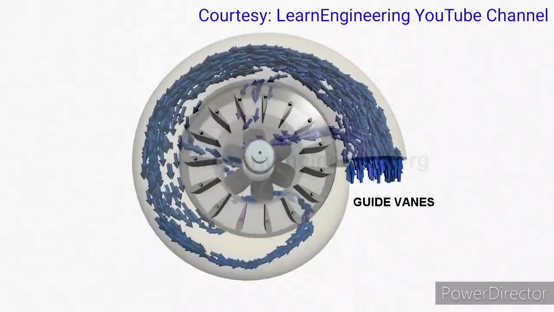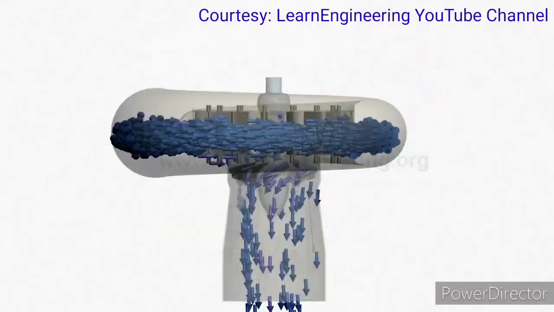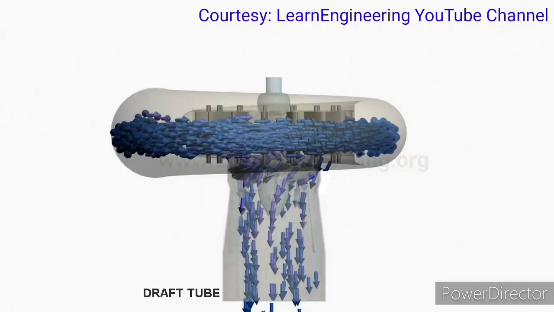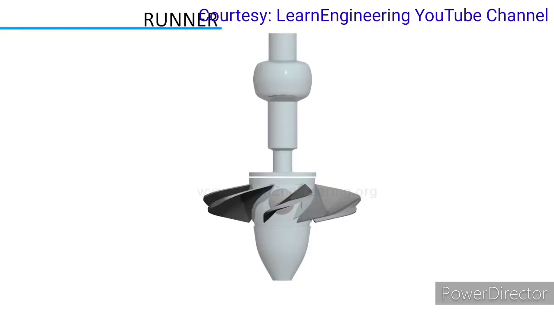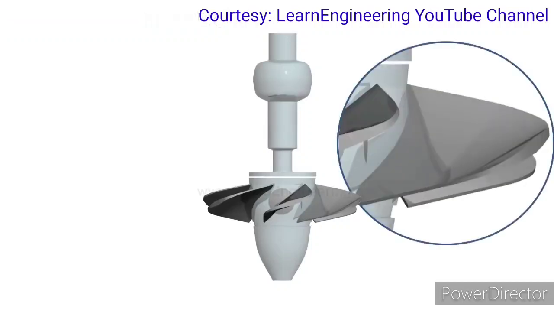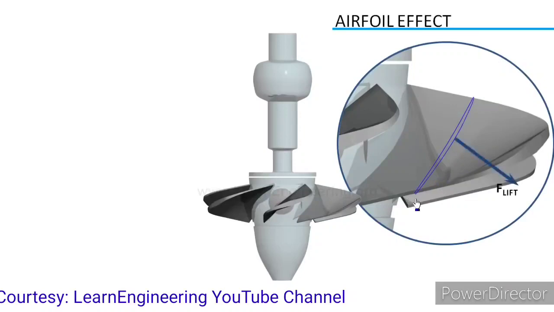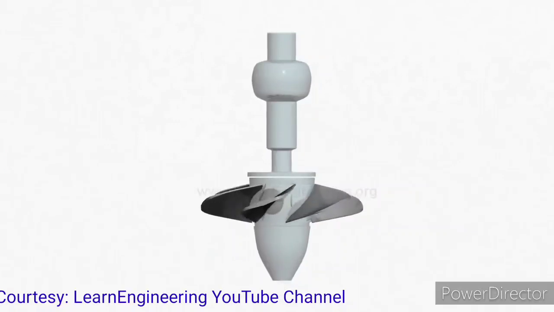Water, after crossing the guide vanes, passes over the runner. Finally it leaves through a draft tube. The most important part of a Kaplan turbine is its runner. The cross-section of the runner blade has a curved shape. When water flows over it, it induces a lift force due to the airfoil effect. The tangential component of the lift force makes the runner rotate. This rotation is transferred to a generator for electricity production.